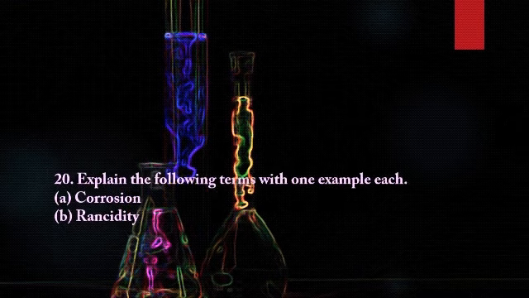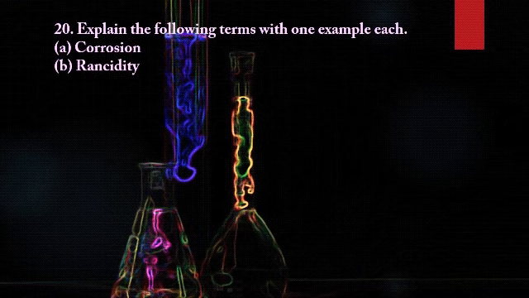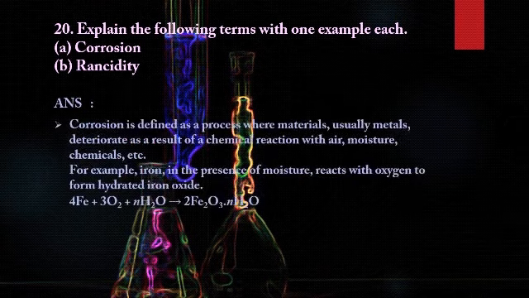Now moving on to the 20th question, which is the last question of this exercise. The 20th question is, explain the following terms with one example each. The first term is corrosion and the second term is rancidity. Let's explain the first term, that is corrosion. Corrosion is defined as a process where material, usually metals, deteriorate as a result of a chemical reaction with air, moisture, chemicals, etc.